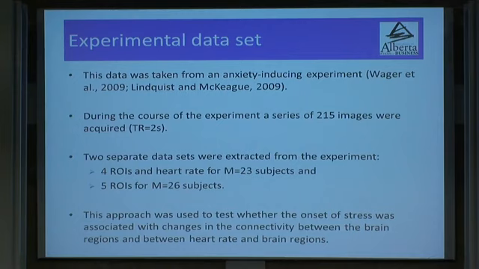Two separate data sets were extracted from the experiments. We had one with 4 regions of interest and heart rate for 23 subjects, and we had 5 regions of interest for 26 subjects. There is some overlap between the ROIs. We wanted to see if the DCR could be used to test whether the onset of stress was associated with changes in the connectivity between the brain regions and between heart rate and brain regions.